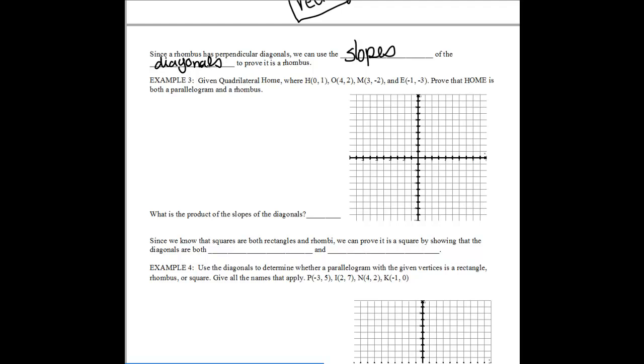Given quadrilateral HOME, prove that HOME is both a parallelogram and a rhombus. So first, plot it. H is at (0, 1). O is at (4, 2). M is at (3, 1). And E is at (1, 1).